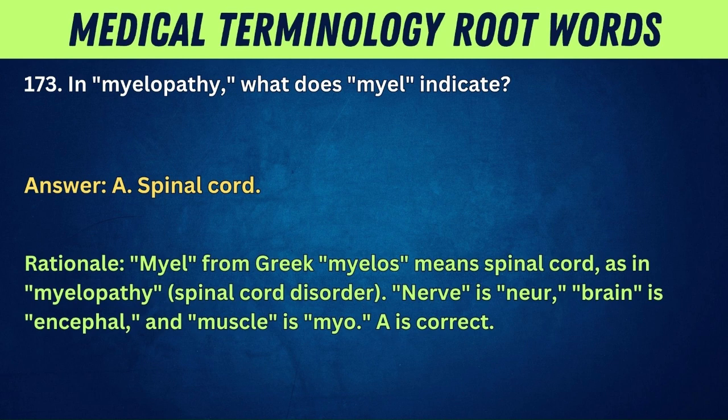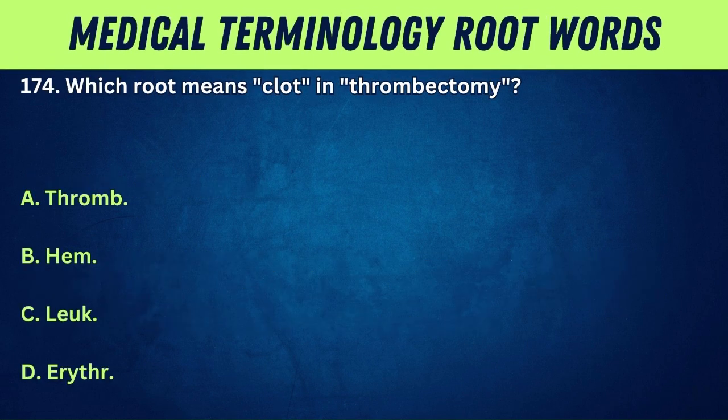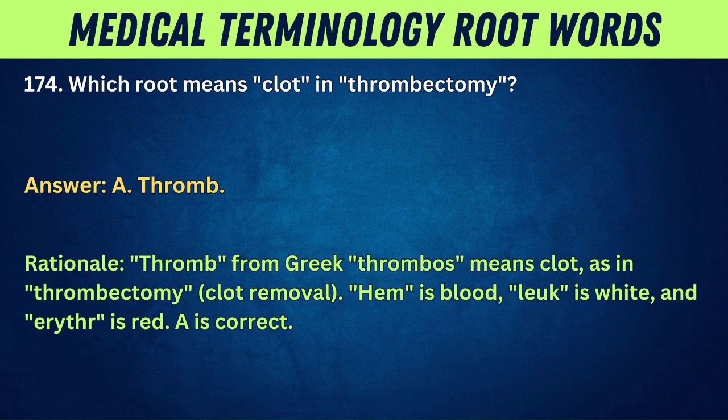A is correct. 174. Which root means clot in thrombectomy? A. Thromb. B. Hem. C. Leuk. D. Erythr. Answer: A. Thromb. Rationale: thromb, from Greek thrombos, means clot, as in thrombectomy, clot removal. Hem is blood, leuk is white, and erythr is red.